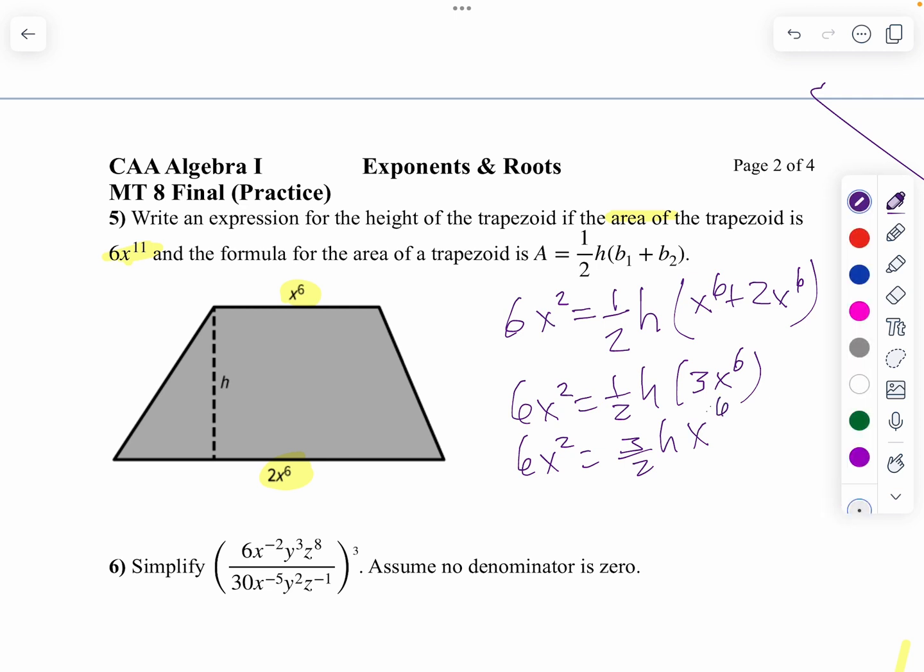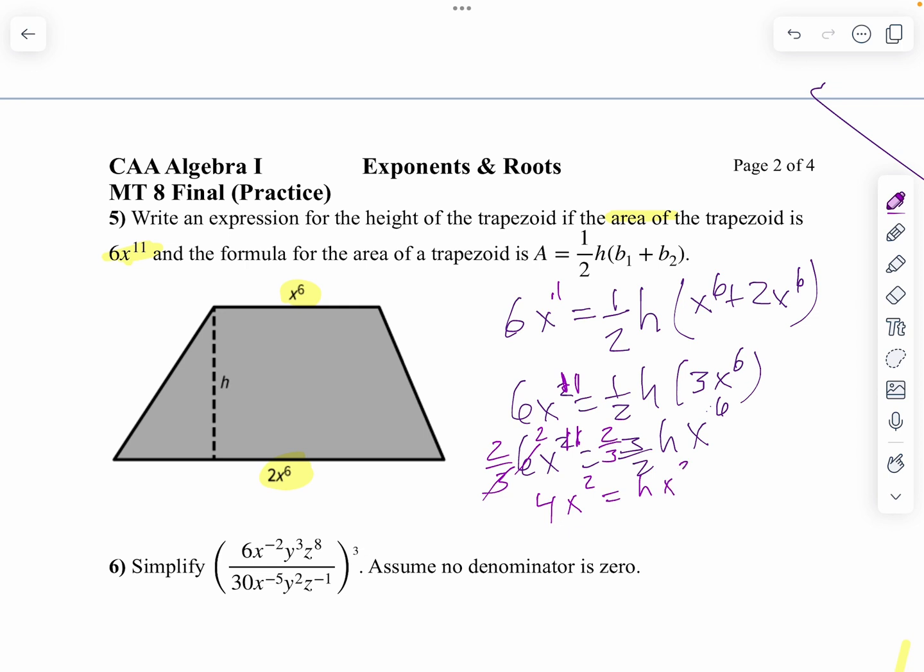Well, divide by 3, multiply by 2. So in other words, I'm going to multiply both sides by 2/3. 3 goes into 6, 2 times. 2 times 2 is 4. So we get 4x to the 11th equals h times x to the 6. I kept writing the wrong exponent, but that's not right, so the correct one is 11.